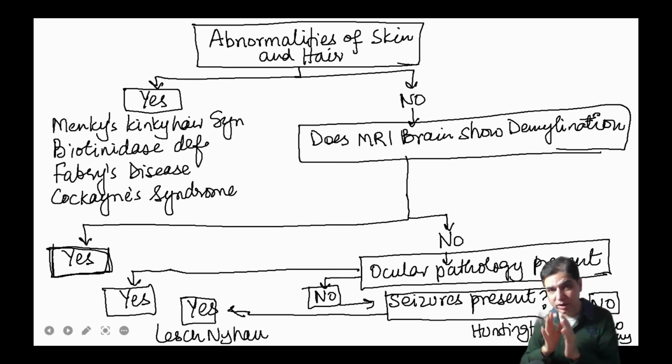If the brain MRI is normal, then you would check the eye. Checking the eye means that you need to refer him to the ophthalmologist so that he looks at the retina and looks for any retinal pathology like cherry red spots and things like that. If the ocular pathology is present, there is a different group of disorders that you would be dealing with. If the eye examination is normal, then you look whether seizures are present or not. If seizures are present, you're probably looking at Lesch-Nyhan syndrome. If seizures are not present, then you might be looking at juvenile Huntington disease or mitochondrial cytopathies.